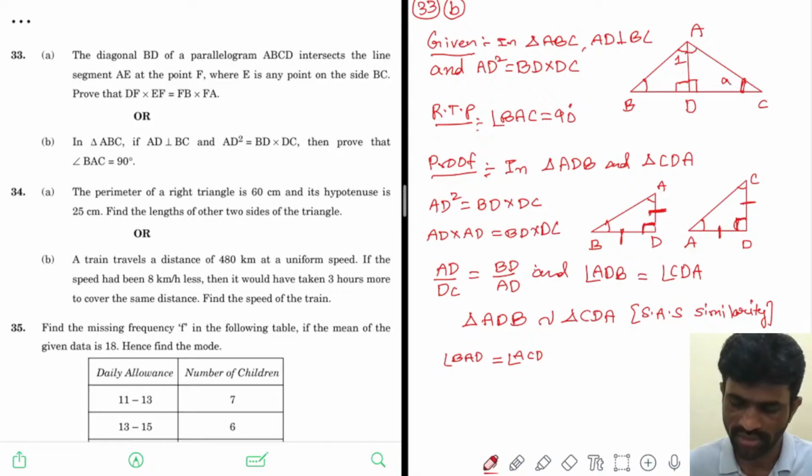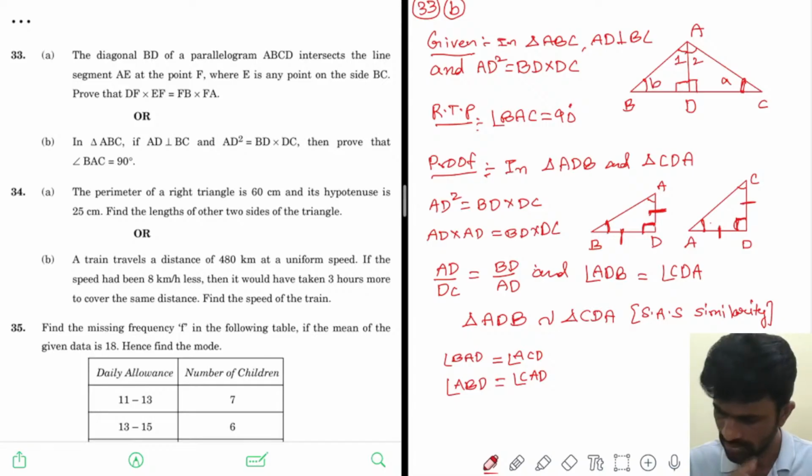Similarly, we can also say these two angles are equal. Which two angles? This angle and this angle are equal. So one more point we can get: angle ABD is equal to angle CAD. This is another one. These two are equal. Means what? Let us take this as 2. 2 is equal to here B.